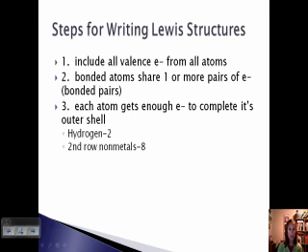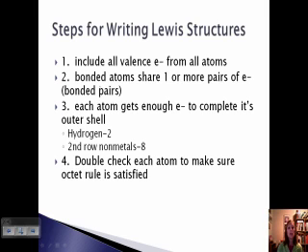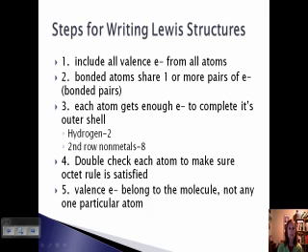This means 2 for hydrogen, or 8 for the second row nonmetals. And this actually applies to most other nonmetals with a few exceptions. Make sure that the octet rule is satisfied, or the duet rule for hydrogen. That's going to help you double check your answer. And remember also that valence electrons belong to the molecule as a whole, not to any one particular atom. Even if 5 valence electrons come from nitrogen, that doesn't mean that those 5 belong to nitrogen. They're being shared within the whole molecule.